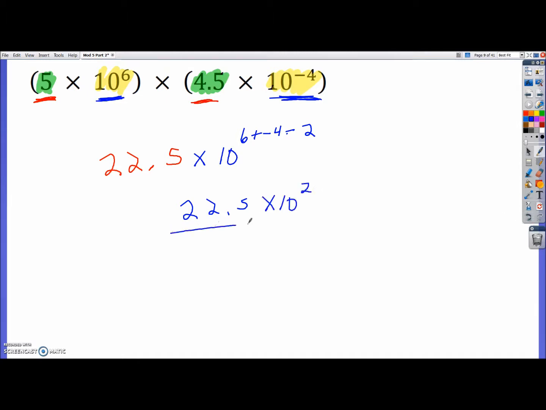My final step, I need to make sure this is written in scientific notation. It's not, because this number in front of the times 10 needs to be between 1 and 10. So I need to move this decimal one spot to the left. So that means it would look like 2.25 times 10, and since I moved it one to the left, I would have to add one to the exponent, so times 10 to the third power.